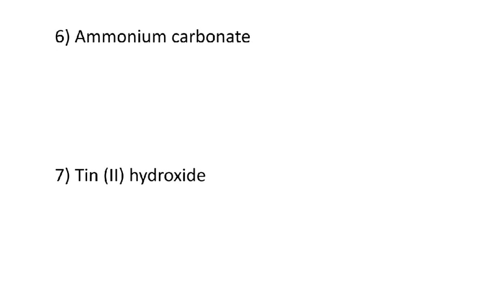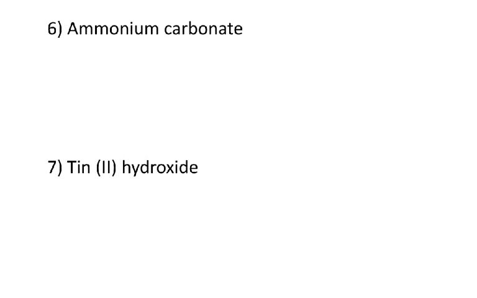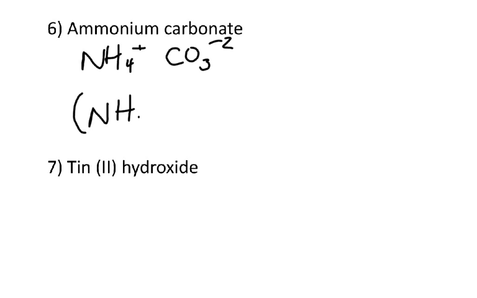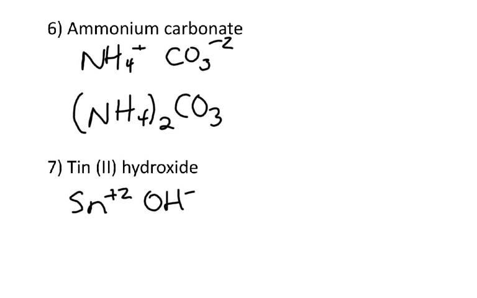Okay, let's go to the next one. We've got ammonium carbonate. Now ammonium is NH4 with a plus, and carbonate is CO3, sorry, with a -2. So when you crisscross them down, you're actually going to get 2 ammonium ions and then 1 carbonate ion. Tin 2 hydroxide. Once again, tin has a +2, and hydroxide has a minus. So when you crisscross them down, you're going to get Sn, parentheses, OH, 2.